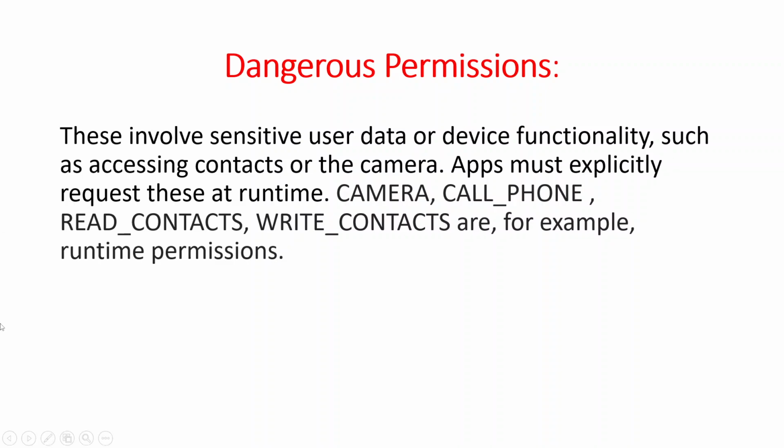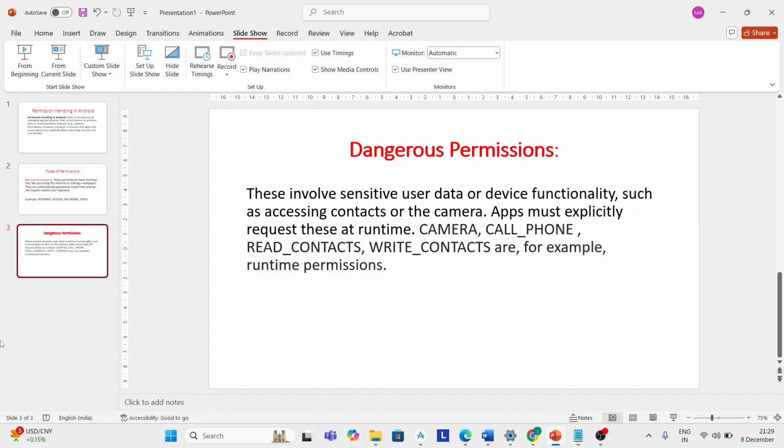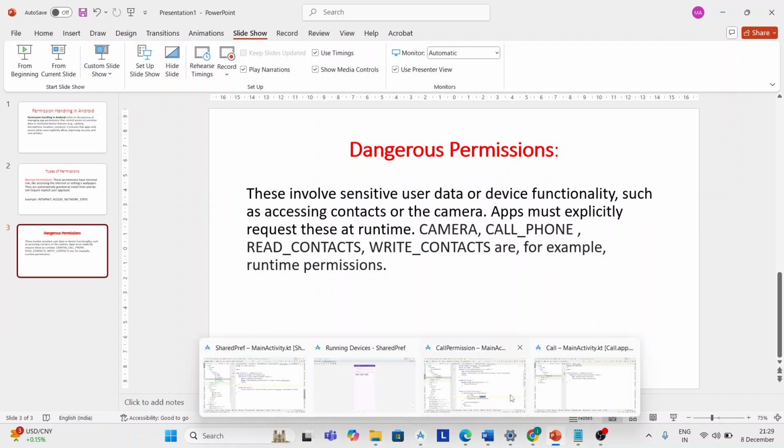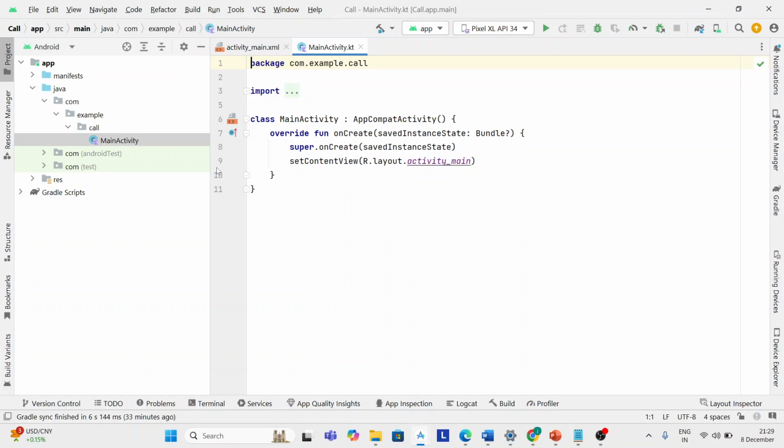Okay, let's open Android Studio. So first we need to create a project. I have already created one project. Okay, so this is the project. First I need to enable the permission. For enabling the permission, I need to go inside the manifest file. So open the manifest file over here.